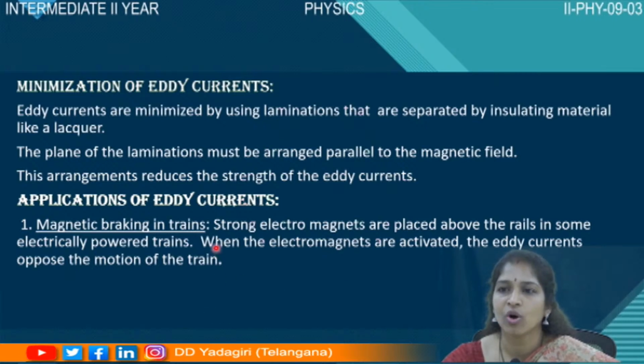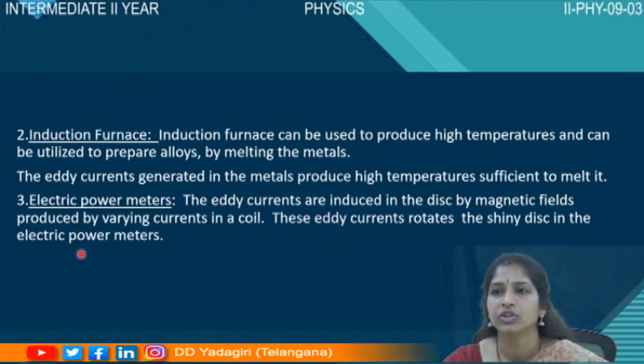Actually, what is the original cause? The motion of the train. So while the train is moving, electromagnets are activated, currents are generated, and immediately they oppose the motion of the train. This is what magnetic braking in trains is.